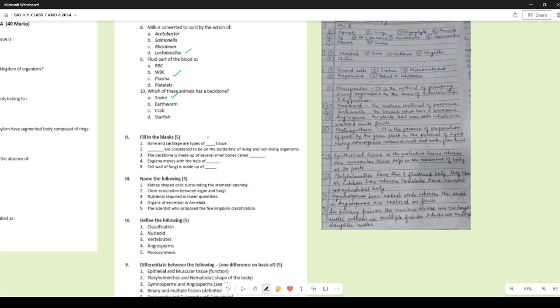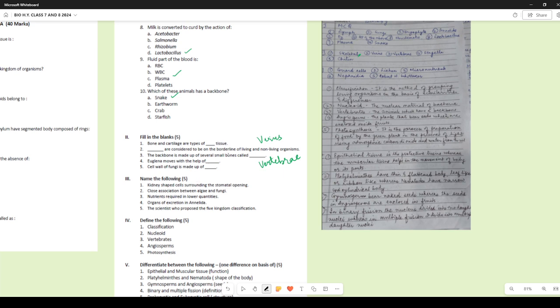Bone and cartilage are types of what tissue? Skeletal tissue. Dash are considered to be on the borderline of living and non-living organisms. What are these? Viruses, right? The backbone is made up of several small bones called vertebrae.